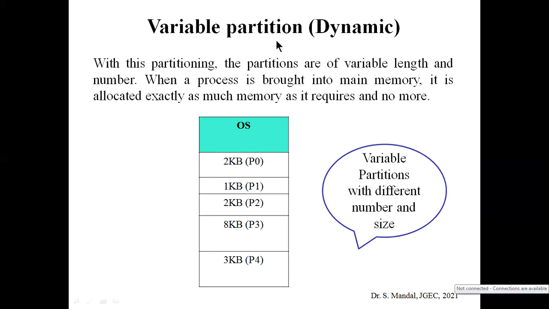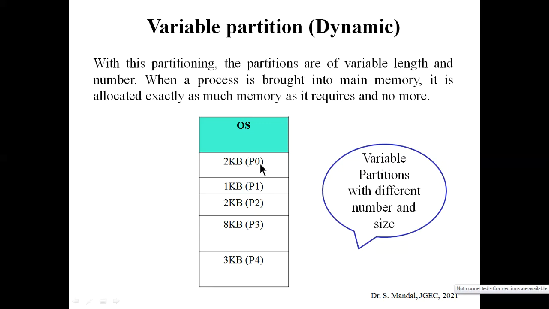In case of variable partition, we allocate the memory which is needed by the process. With this partition, the partitions are of variable length and number. You can see that the number is variable and the size is also variable. When a process is brought into memory, it is allocated exactly as much memory as it requires, no more. Suppose consider process P0.